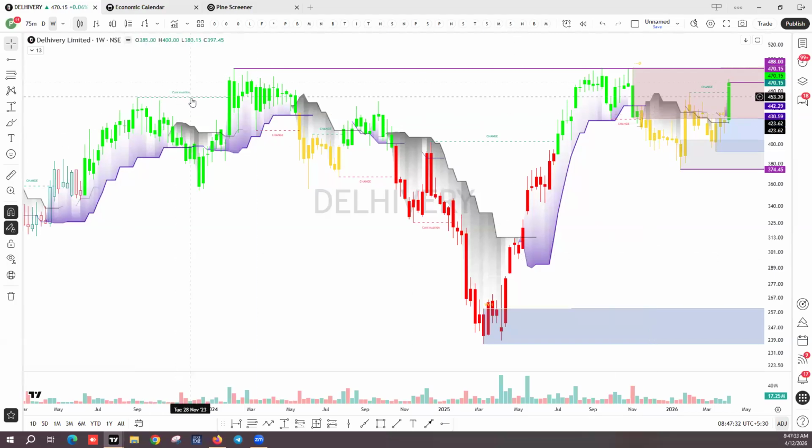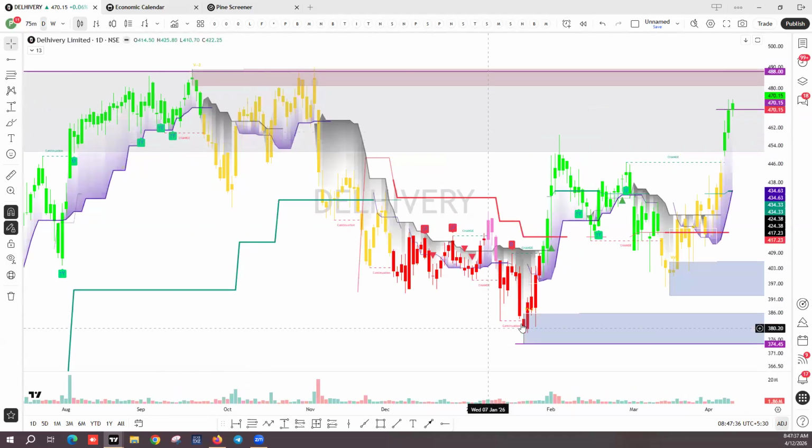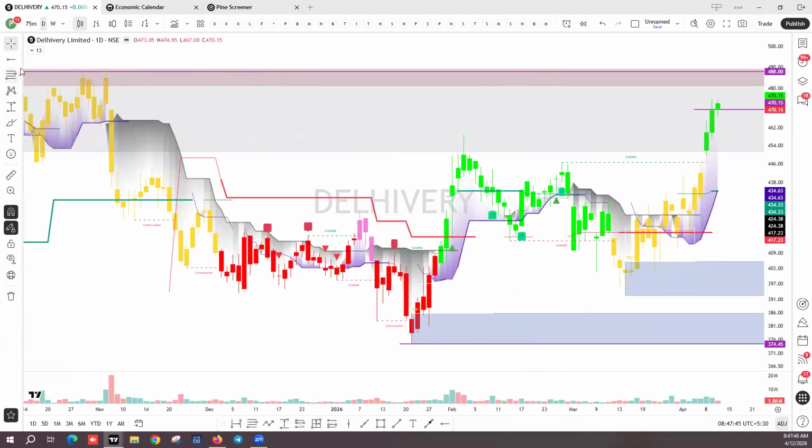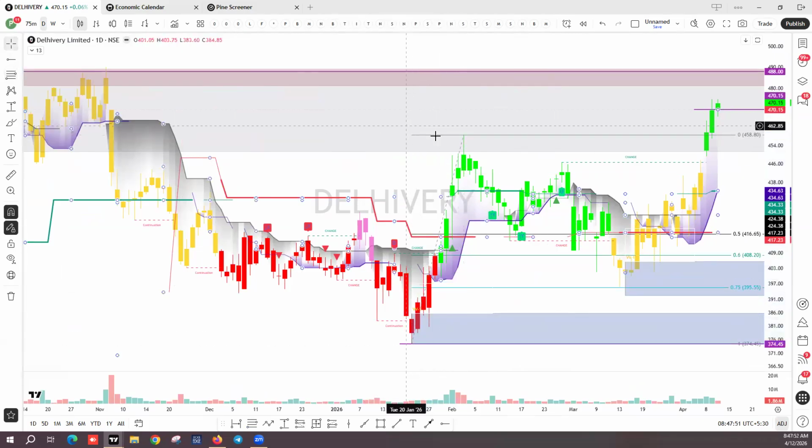Then if you go to a lower time frame like the daily chart, you can see prices turned green here, went up, and gave a retracement entry already. How much is this retracement? From this bottom to this, exactly 75%. You can notice 395.55, that was the 75% retracement.